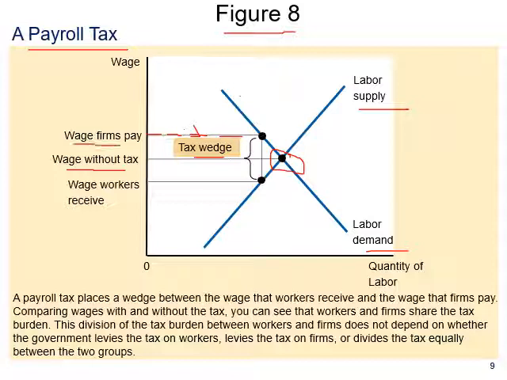The wage the firm pays will be this much, and the wage received by the worker will be that much. But the true burden of the taxes, which is how much the firm pays and how much the worker receives, will depend on the shape of the supply curve and the shape of the demand curve. In other words, it will depend on how elastic or inelastic the supply curve is and how elastic the demand curve is.